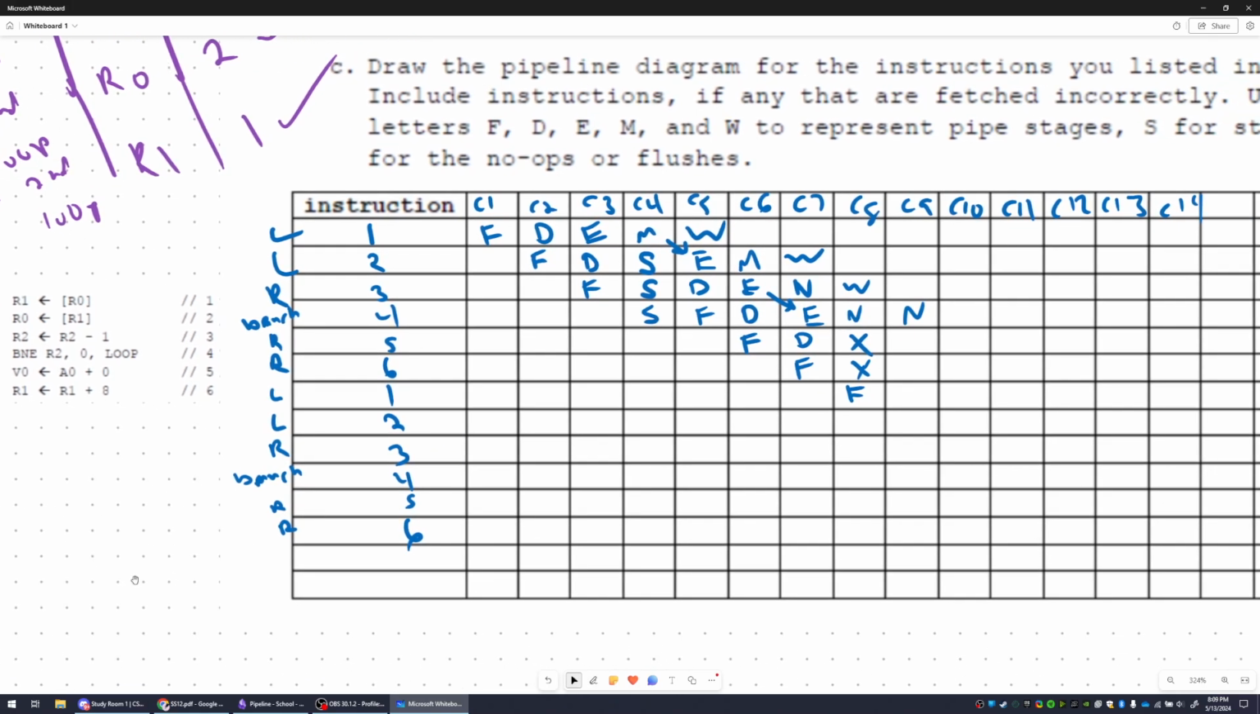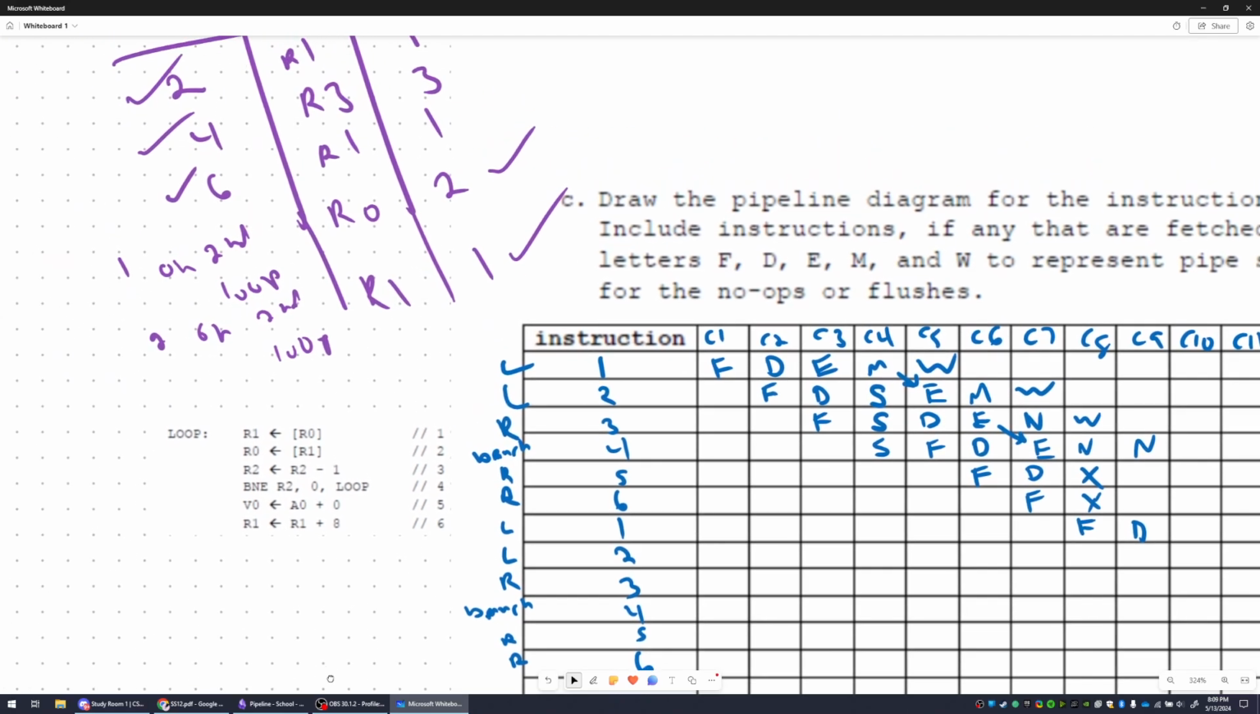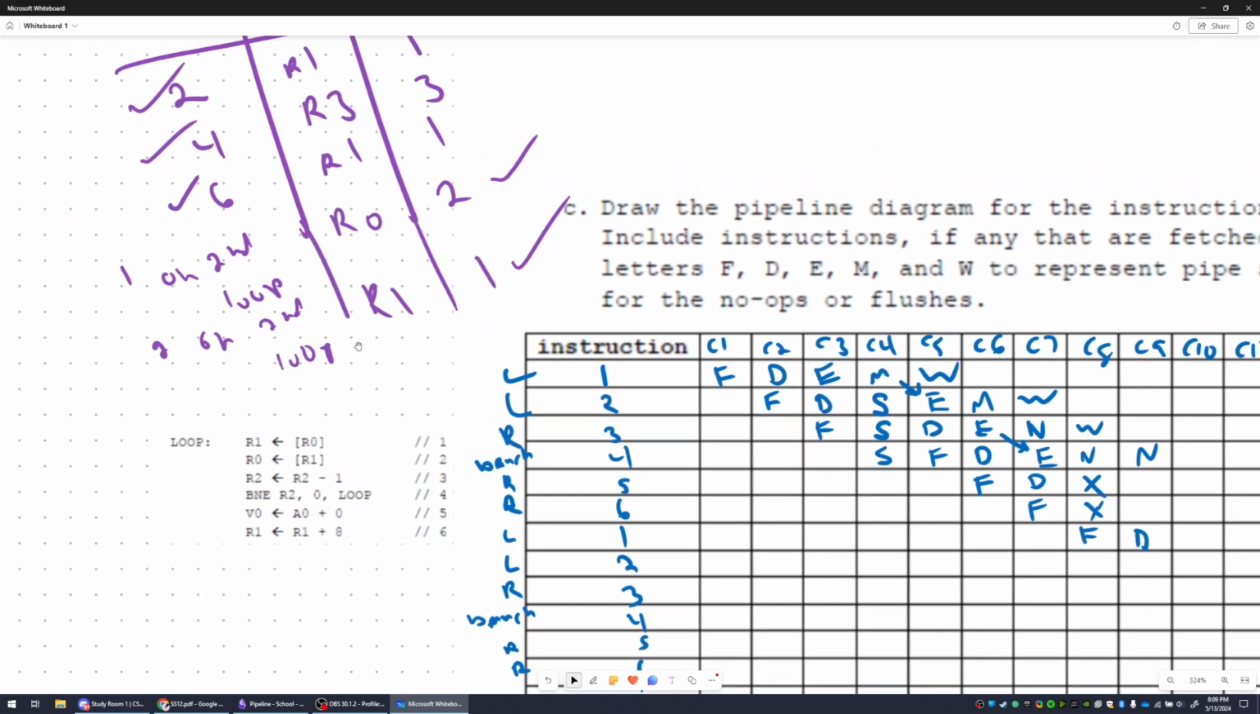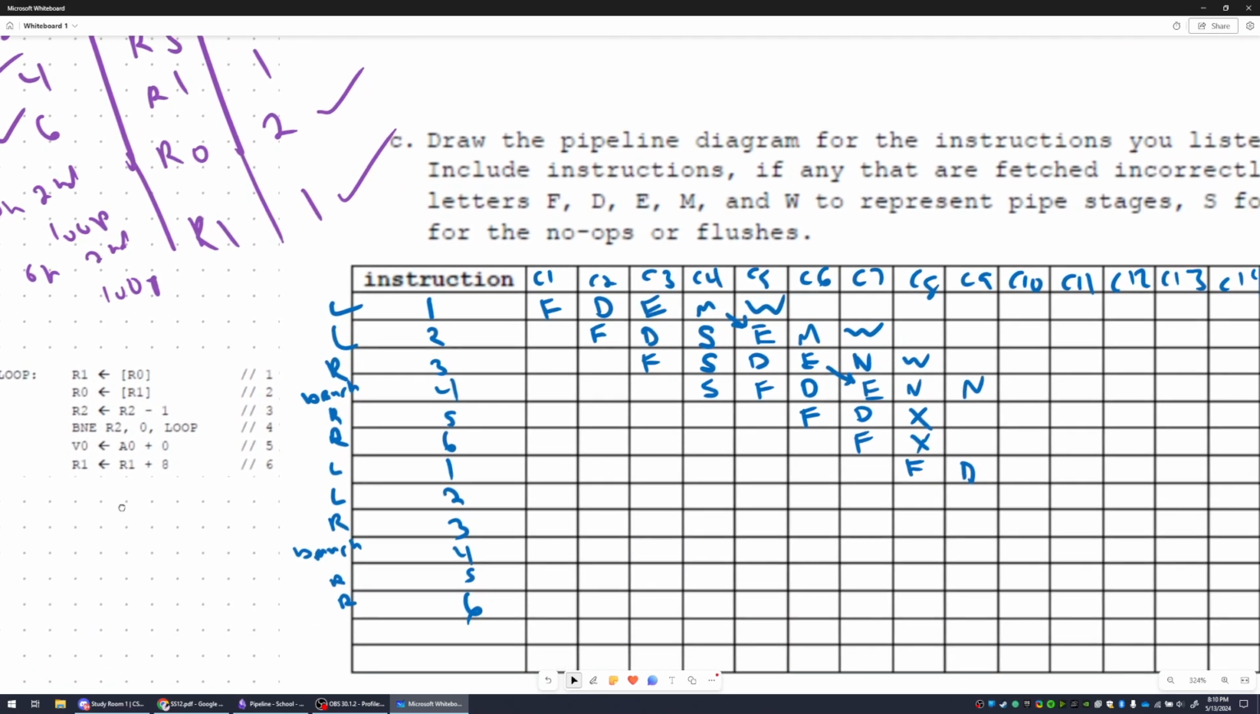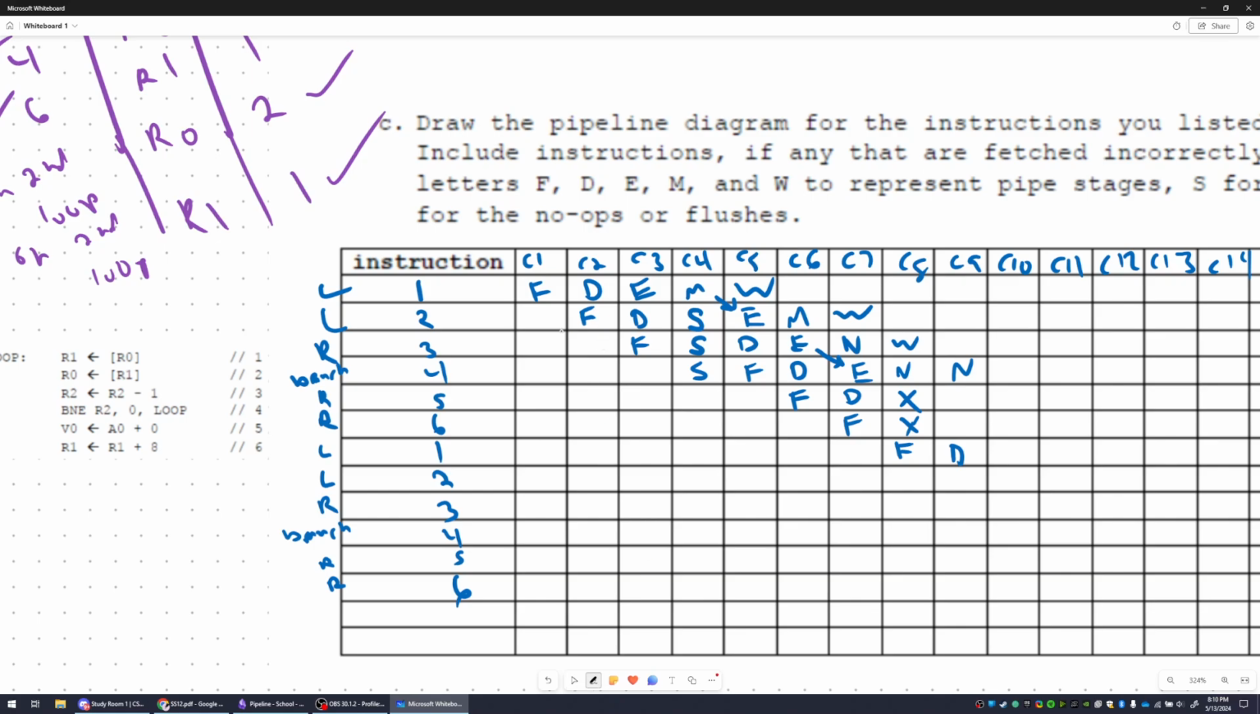And then from here, this is the same. No conflicts here, I think. Instruction one on the second loop has a dependency on instruction two, but instruction two is already long done, like over here. So we don't have to worry about that.